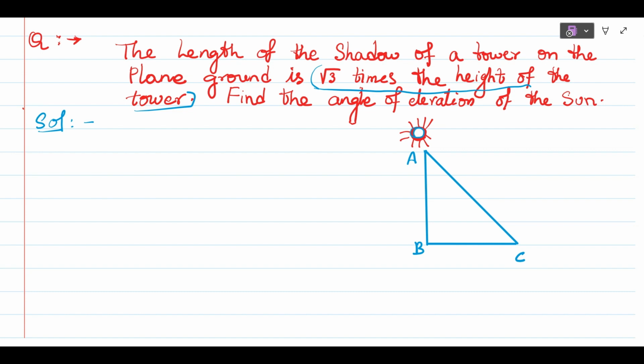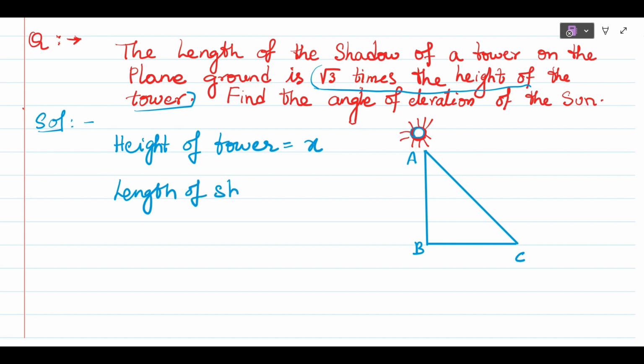So here we don't know the height of the tower, so let us take the height of the tower as x units. And the length of the shadow they have given is root 3 times the height of the tower. Times means multiplication, so root 3 into x gives root 3x. So the tower is AB and the shadow BC is root 3x.